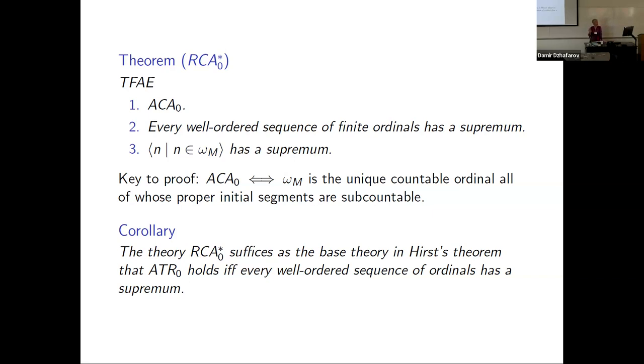It turns out a little bit differently. If you're working in RCA naught, what you're actually producing is an ordering that is definably isomorphic to omega, but not computably isomorphic to omega. If sigma 0,1 induction fails, you might not be doing that. You might be producing an ordering that's not isomorphic to omega at all. It has the property that it's countable, all its initial segments are subcountable, but some of its initial segments look like they have cuts in them.